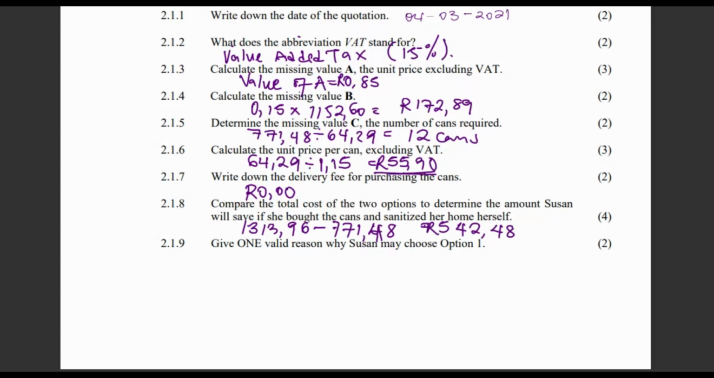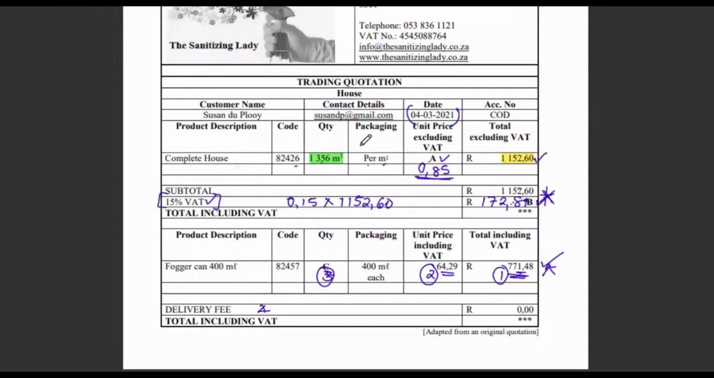Give one valid reason why Susan may choose option 1. Remember, in option 1 she's calling the company. Why would she choose the company over fumigating herself? Number 1, not to mess around with the chemicals. Number 2, she wants a thorough job, a job well done, rather than having parts that are not covered yet.